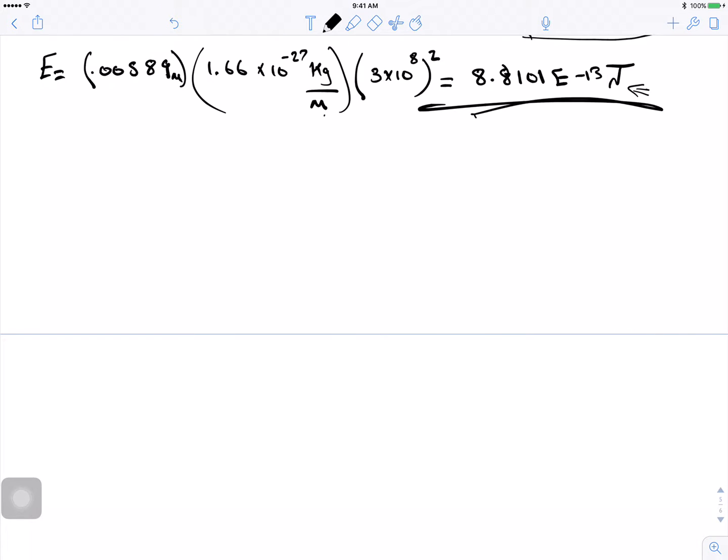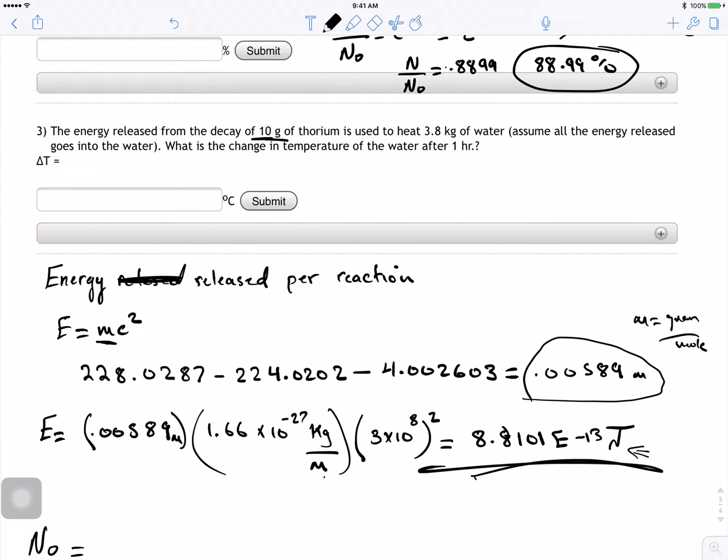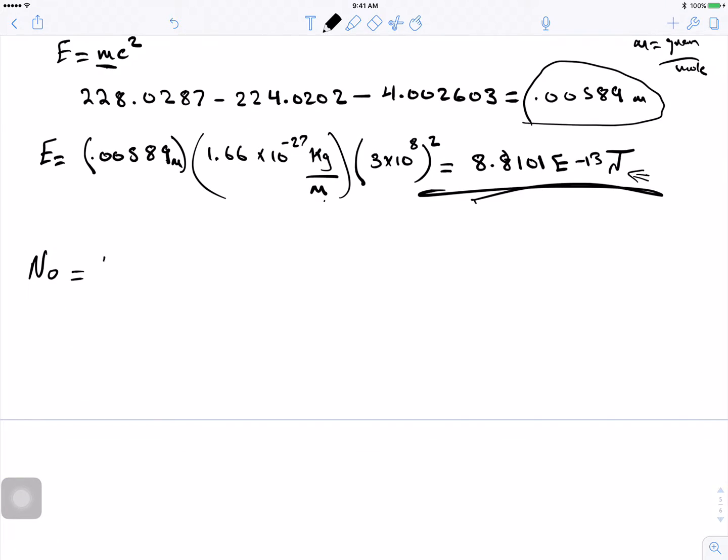Now we need to find N naught. To find this, we have 10 grams of thorium, so 10 grams divided by 228.0287. That's the atomic mass, which is grams per mole.